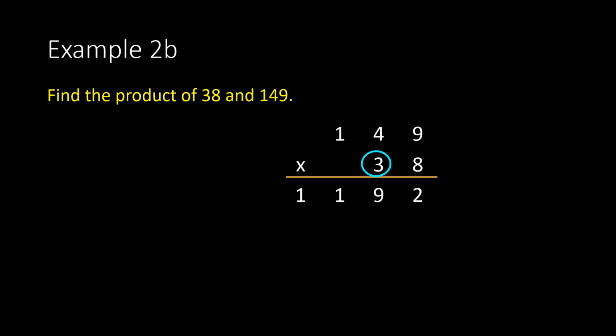And of course, since this 3 actually represents 30 in the 38, we need to place a 0 here and then start multiplying. So we have 3 times 9 equals 27, and the 27 is written like so. 3 times 4 equals 12, and we need to add the 12 to the 2 here to give us 14. And 3 times 1 equals 3, and add that to the carried over 1 to give us 4.